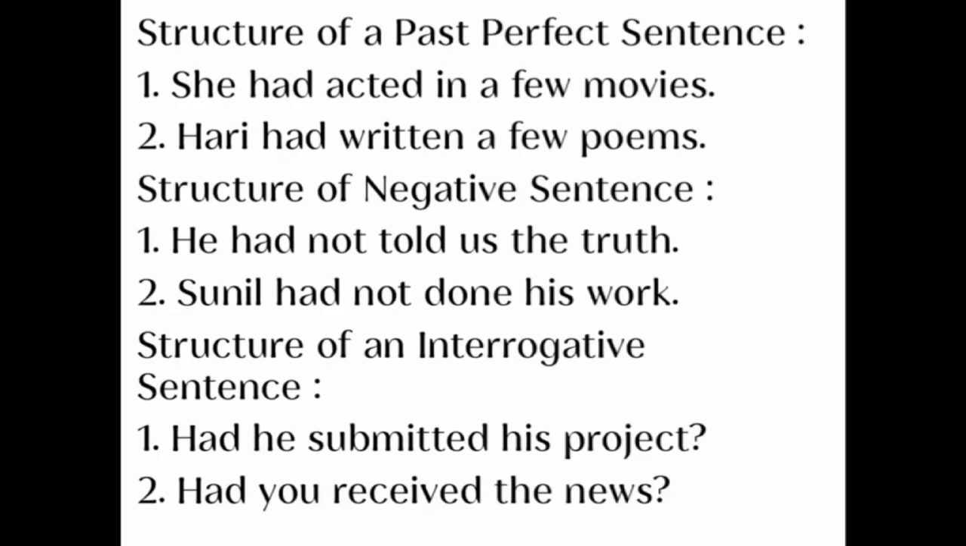Structure of a past perfect sentence. It includes subject plus had plus past participle, base verb plus ed or en, plus object. First example is she had acted in a few movies. So here ed is used. Verb plus ed. Verb is an action. Ed is added to verb. Hari had written a few poems. Here en is added to the verb action.